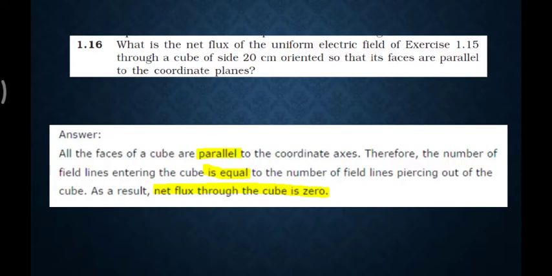If for one of the pairs of sides the inward and outward flux are equal in amount, the resultant flux will be zero. So that is the answer. If it is parallel, then the answer is always going to be zero. It should be at some angle, or at 90 degrees for the highest flux.